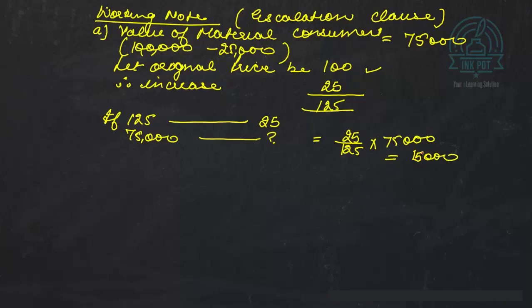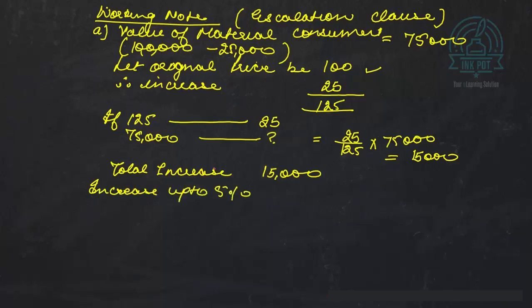Value of material increased by 15,000. Now the total increase in material is rupees 15,000. Up to 5%, we are not going to increase any contract price. So increase up to 5% is 75,000 into 5 upon 125. This comes out to be 3,000. So 3,000 is the increase up to 5%.